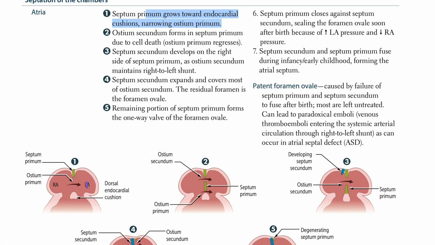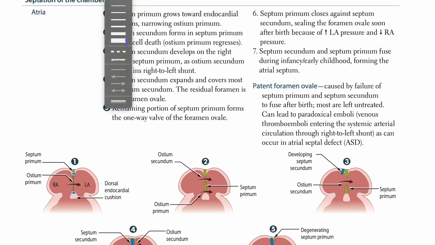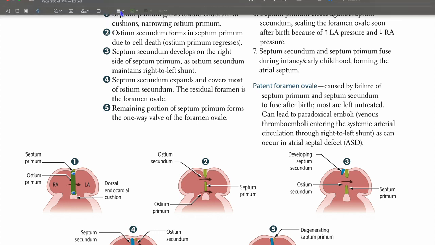This will change as it develops, right? So this is called different names. But for now, it's ostium primum, and septum primum goes towards endocardial cushion. That's it. Second, ostium secundum forms in the septum primum due to cell death. Ostium primum regresses. Okay, so after there's a development here, let's make that green. Right, so after this grows over here like that, it gets a little thicker, too thick.